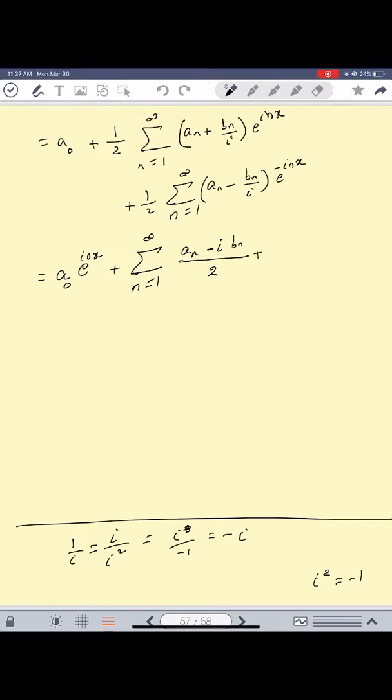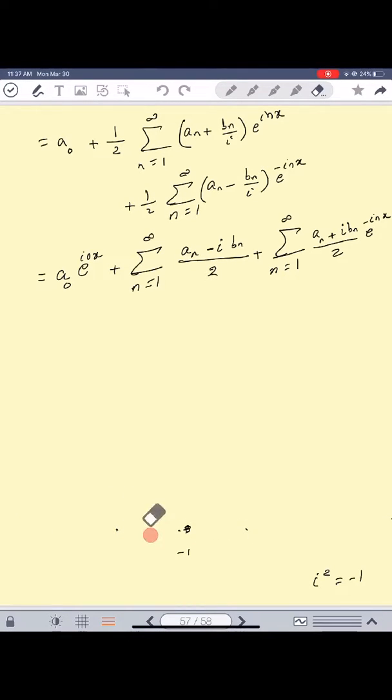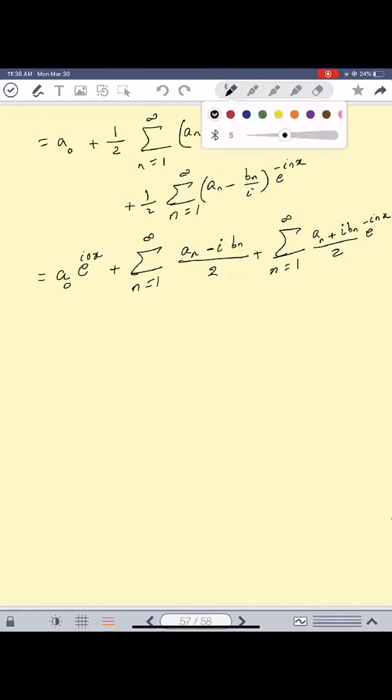Then plus, what about the other sum? It's from 1 to infinity. Following the same idea, it's a_n plus i b_n over 2 e to the negative i nx. Fine? Okay, so this is this. We are almost done. After that, I want to write one sum. So instead of saying a naught plus the sum from 1 to infinity, I forgot.